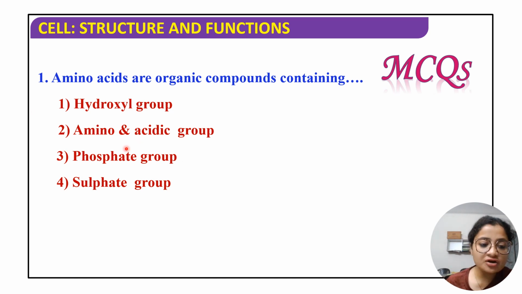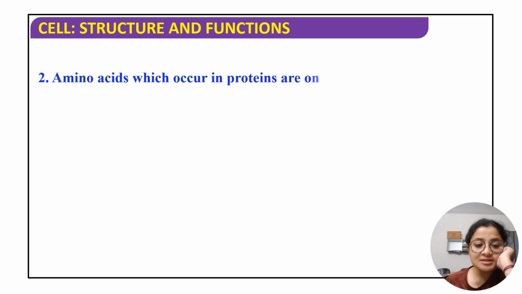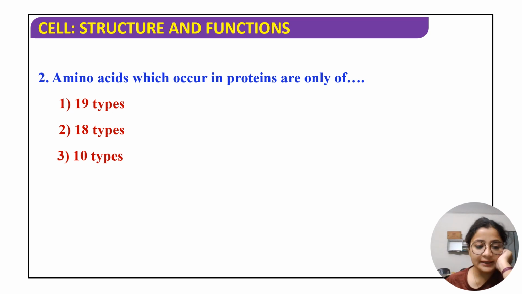Okay, if instead of amino and acetic group the option was amino and carboxyl group, then also that would be the right option. Okay, moving on to the next MCQ. Amino acids which occur in proteins are only of 19 types, 18 types, 10 types and 21 types. So we all know the right option will be 21 types, among which 11 will be non-essential amino acids and 9 will be essential amino acids.